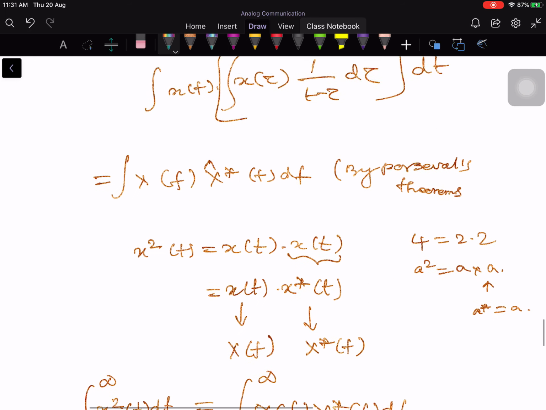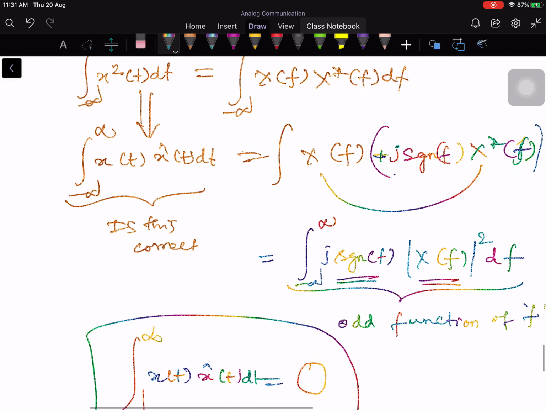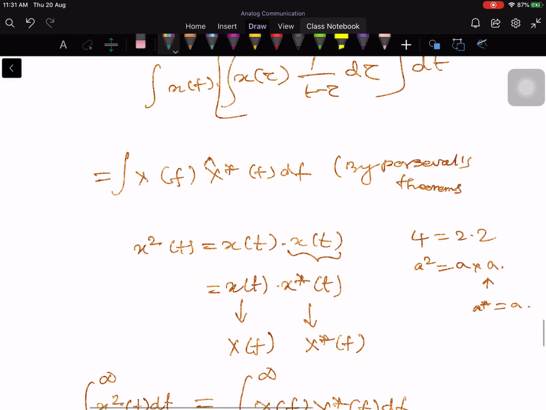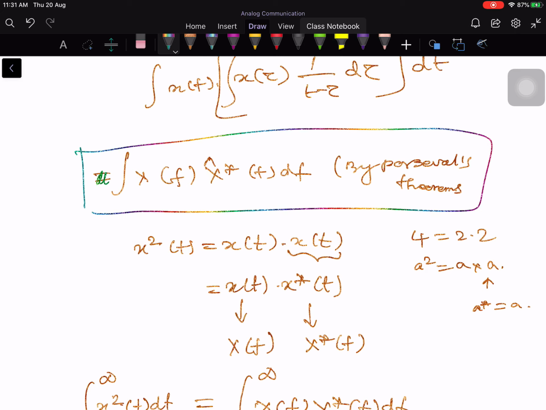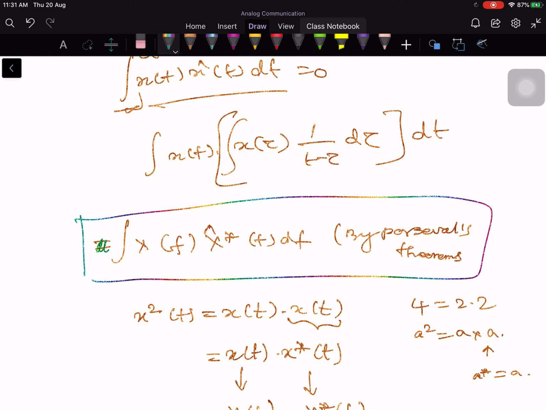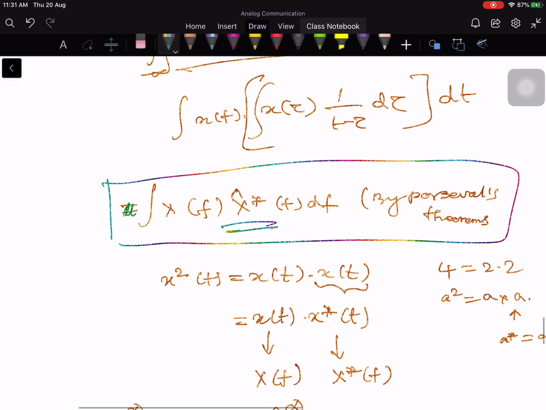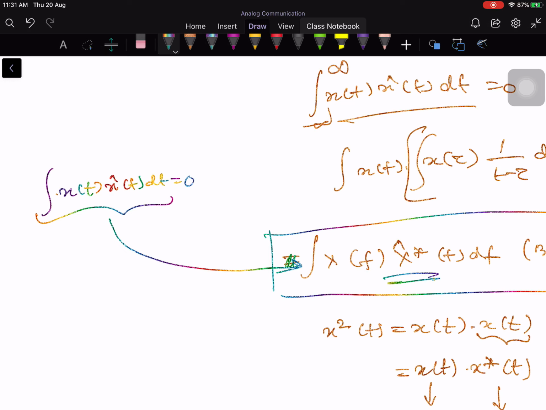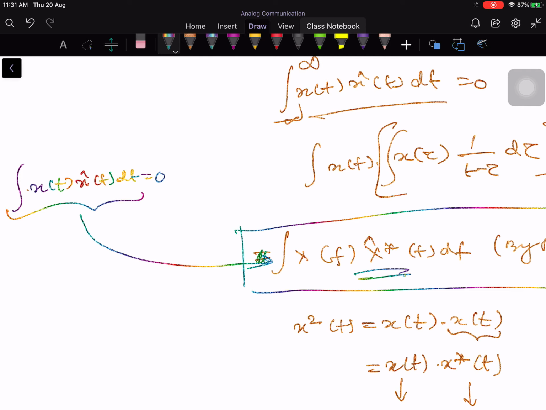So this proof we have done through Parseval's theorem. We started from here: energy in the time domain is equal to energy in the frequency domain. So this is the energy in the frequency domain. What we want to prove is that x of t into x hat of t into dt is equal to 0. The same thing in the frequency domain is this one, x of f times x hat conjugate of f into df. So that's how the proof went.